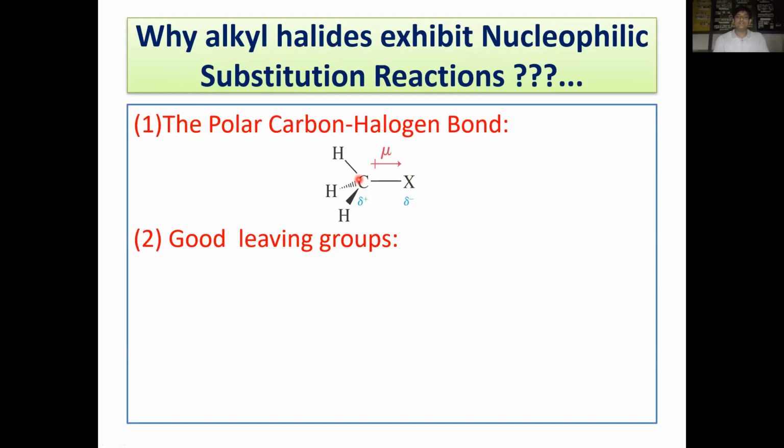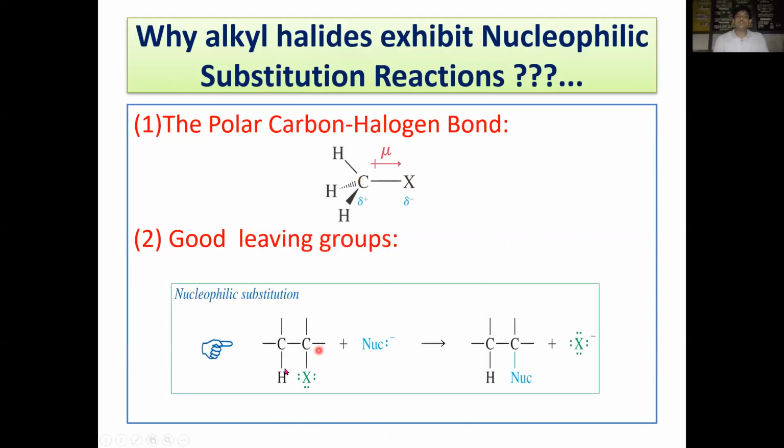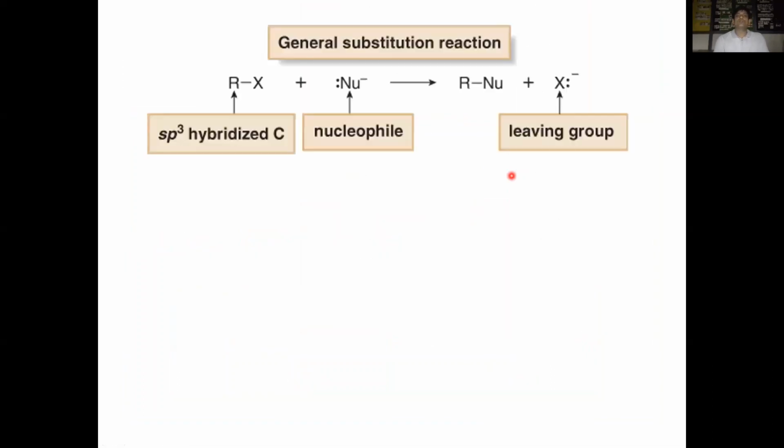And the second reason is that halides are better leaving groups. If you compare any group with halides, halides are very good leaving groups. That's why alkyl halides exhibit nucleophilic substitution reactions. This is the representation of nucleophilic substitution reactions of alkyl halides. This is the alkyl halide, this is the nucleophile. There is a reaction between alkyl halide and nucleophile. You will get the nucleophile substituted derivative, and you will get the leaving group as a byproduct.